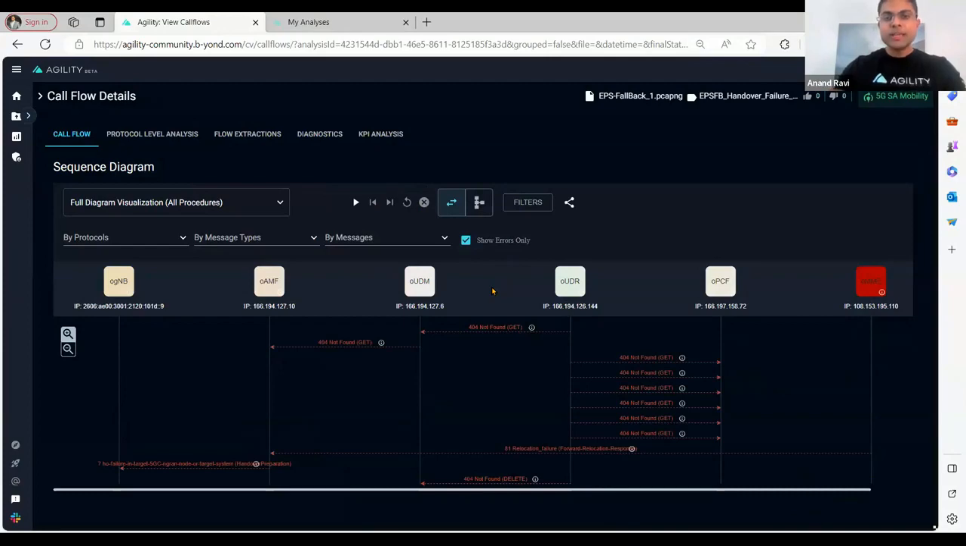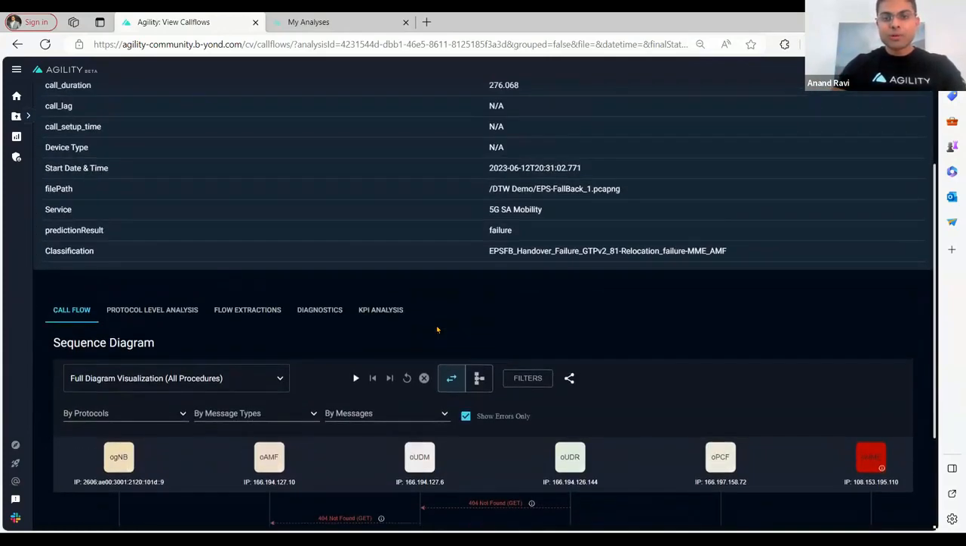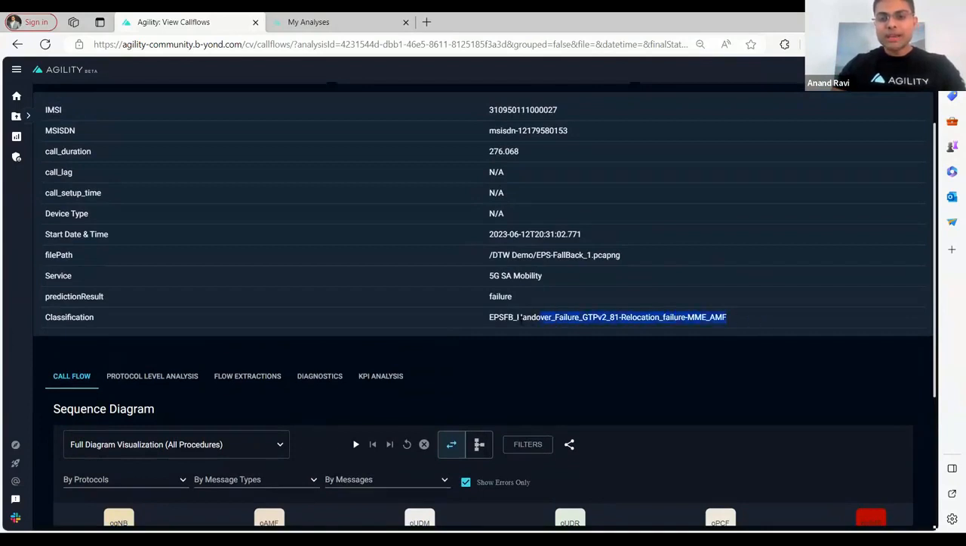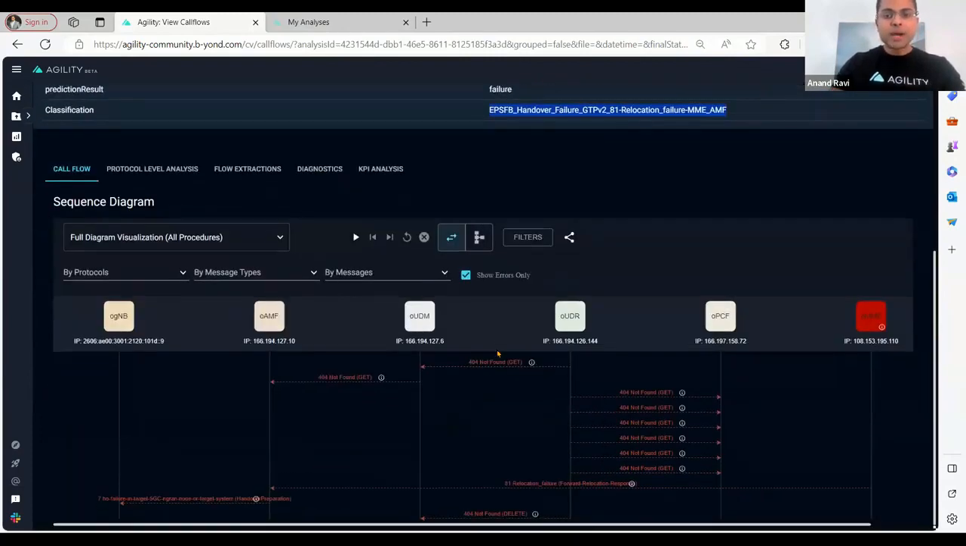As I mentioned, the final classification provided by the model was a handover failure, GTPv2 81 relocation failure at the MME, right? But once I look at the errors in the call flow, there seem to be a lot of intermittent errors as well, right? I see certain 404 not found for GET procedures from the UDR.